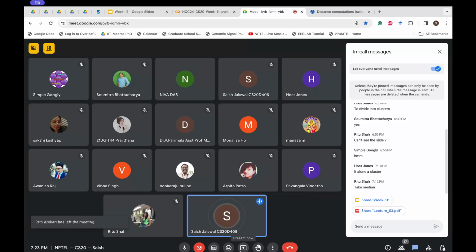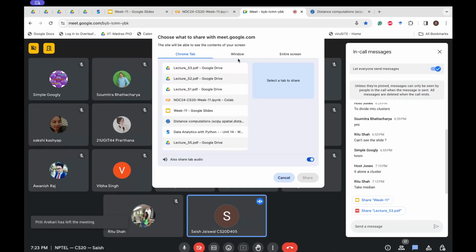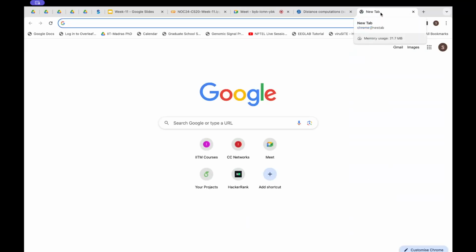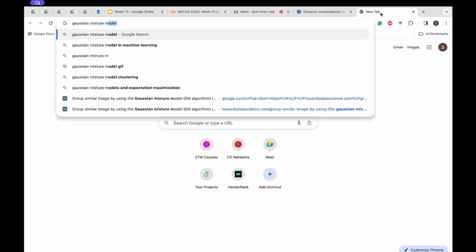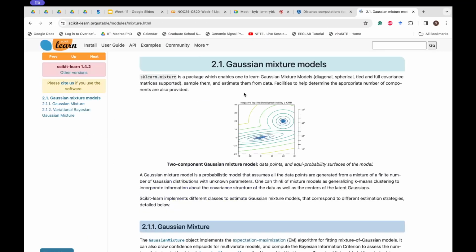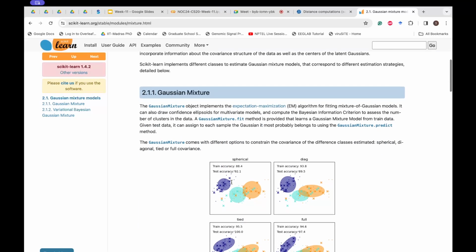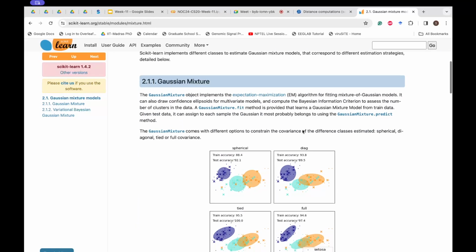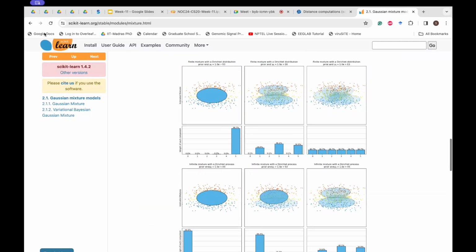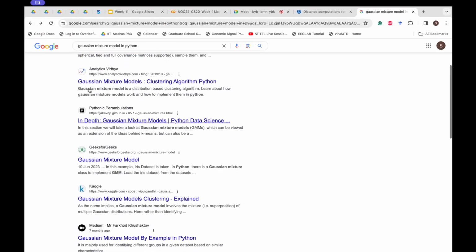I can redirect you to certain resources, like in sklearn there is this. If you search Gaussian mixture model in Python, you will get this sklearn library. In the sklearn library you have certain functions which you can use to build Gaussian mixture models on the data points or the data set you have. There will be examples, and you can look into the examples. There are other sources which provide code as well.